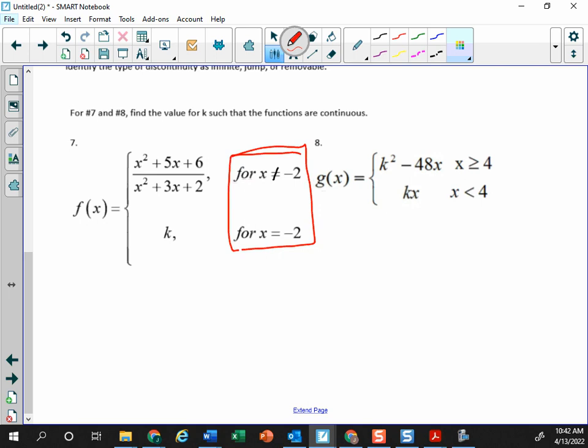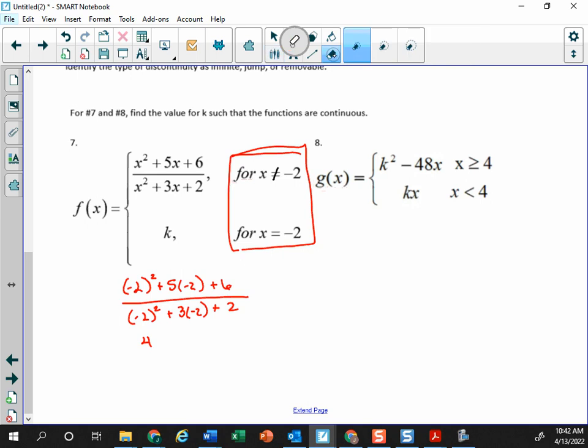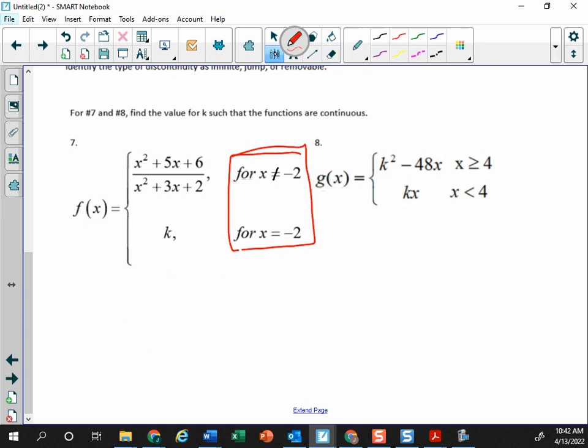So I'm going to plug in -2. So I have -2 squared plus 5 times -2 plus 6 over -2 squared plus 3 times -2 plus 2. So I have 4 minus 10. Oh, I should have factored. Sorry, guys. Let's start over.